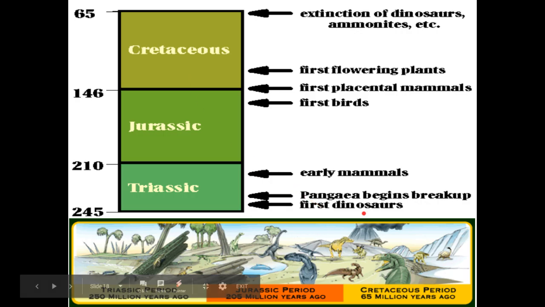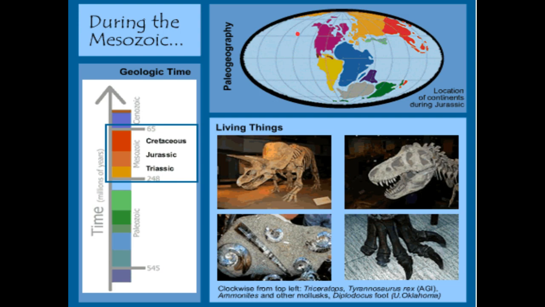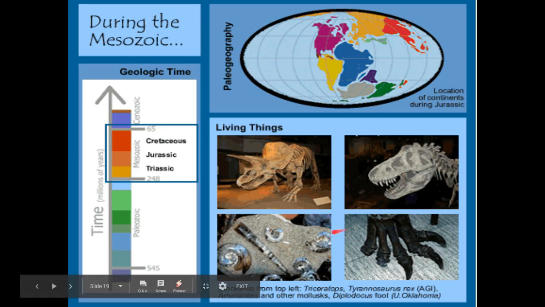We could see the first dinosaurs arriving in the fossil record, Pangaea starting to split up, the first early mammals are in the fossil record, the first birds, the first placental mammals, and look, these are millions of years of time in between. You have the first flowering plants, and then about 65 million years ago, the mass extinction of the dinosaurs occurred. So here you see the continents were significantly closer. Pangaea was starting to break up, and here are some common organisms that characterize the Mesozoic era, such as ammonites.